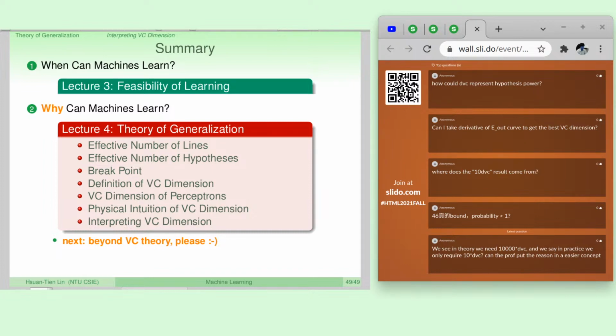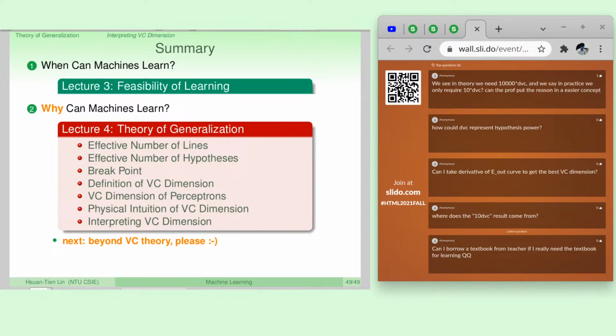Let's see. How can VC dimension represent the hypothesis power? VC dimension is the maximum number of examples that can be shattered. And therefore, when you can shatter more examples, you can imagine that your hypothesis set is more powerful. It can do more things. Shattering is something a hypothesis set can do, to fit the dichotomies and so on. So you can think of shatterness as evaluating the fitting power of the hypothesis set, and VC dimension is just a summarization of shatterness and therefore represents the power as well.